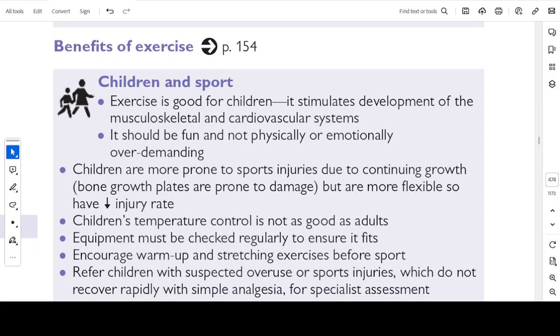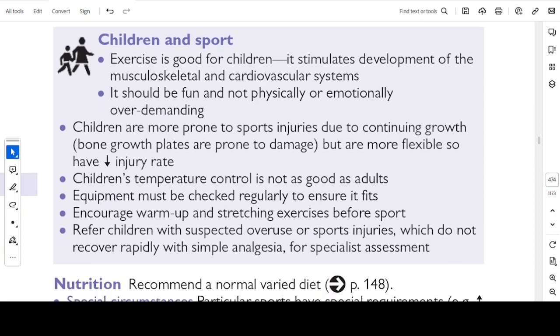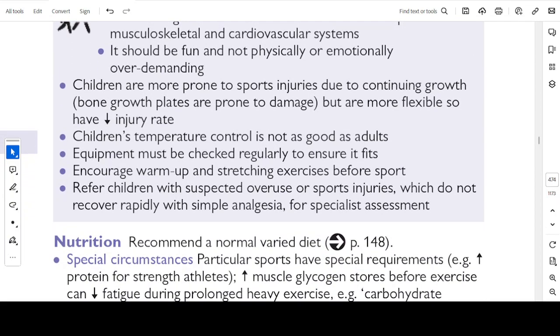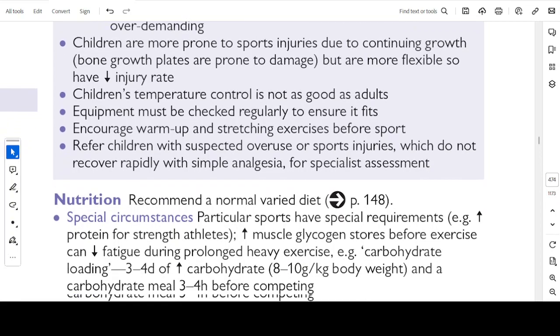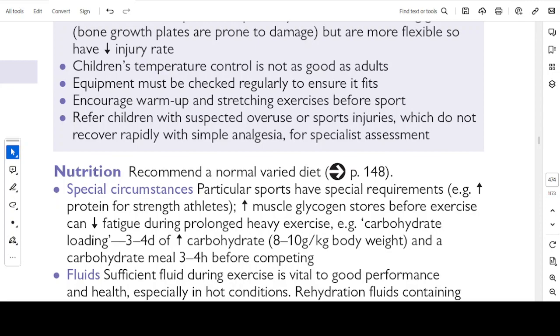Children and sport. Exercise is good for children. It stimulates development of the musculoskeletal and cardiovascular systems. It should be fun and not physically or emotionally over-demanding. Children are more prone to sports injuries due to continuing growth. Bone growth plates are prone to damage, but are more flexible, so there is a lower injury rate. Children's temperature control is not as good as adults'. Equipment must be checked regularly to ensure it fits. Encourage warm-up stretching exercises before the sport. Refer children with suspected overuse or sports injuries which do not recover rapidly with simple analgesia for specialist assessment.